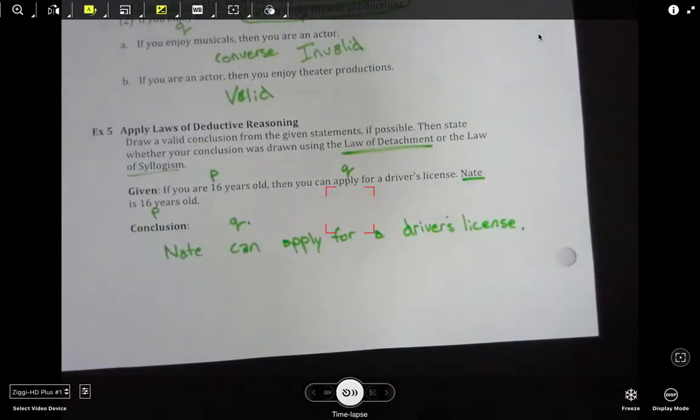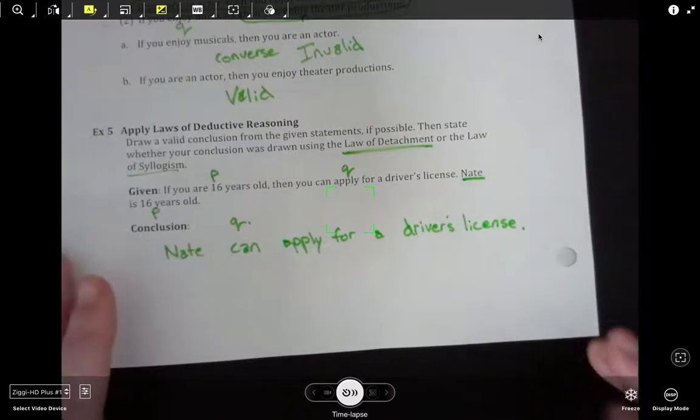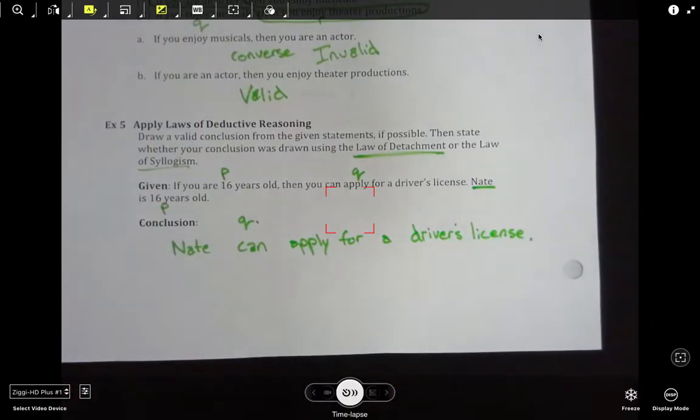Much easier than what yesterday's was. Okay, so there's that. If you need to go back and look at anything in the video, if I went too fast, go for it. But there is that.